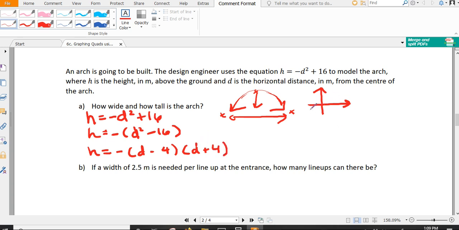That tells me that my arc looks something like that, and that one x-intercept is going to be at negative 4, and the other one's at positive 4. So how wide is this arc from negative 4 to positive 4? 8 meters. So therefore, the arc is 8 meters wide. Now, how tall is it? We need to find the vertex.